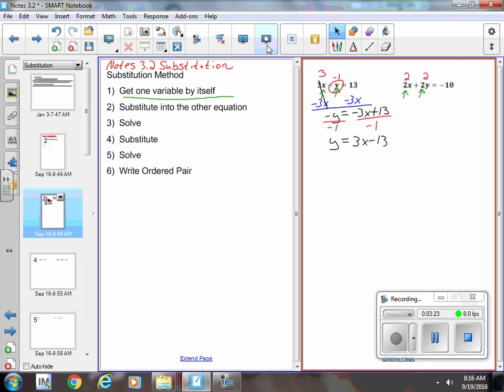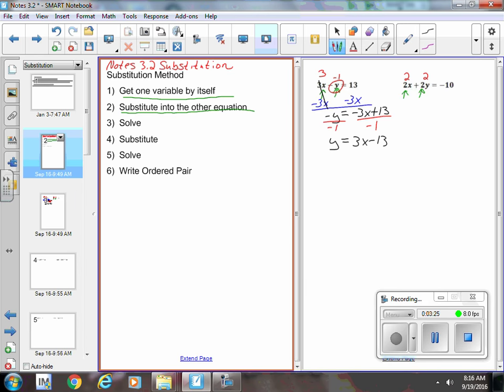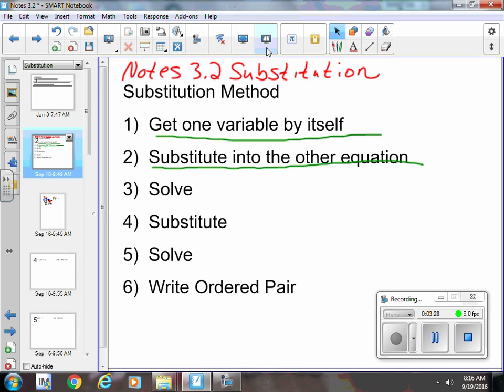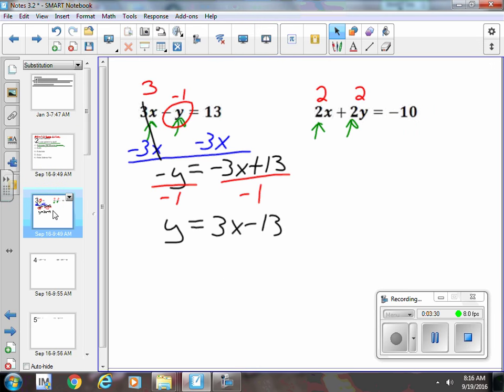So now I'm going to substitute into the other equation. All right, so what I want to do is take this expression for y. I know that that's what y equals. I'm going to substitute that into the other equation. Okay, I can't use the equation that it came from. It has to go into the other one. So I'm going to rewrite this equation and substitute for y.